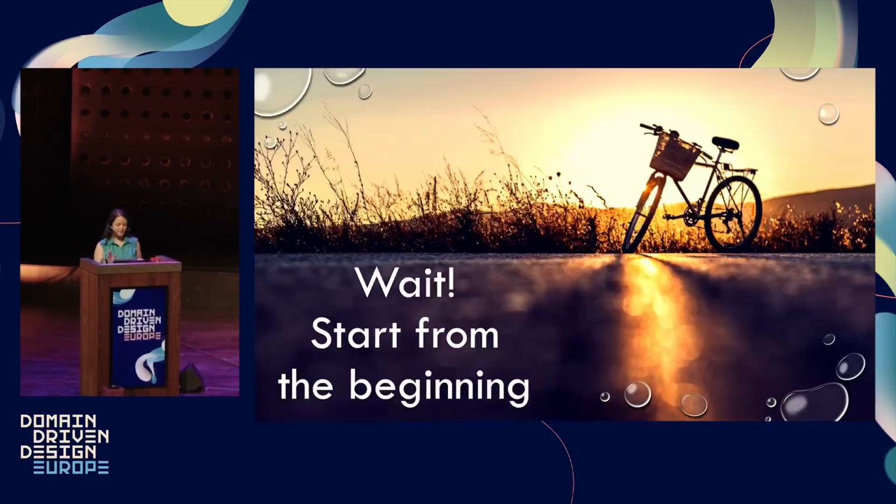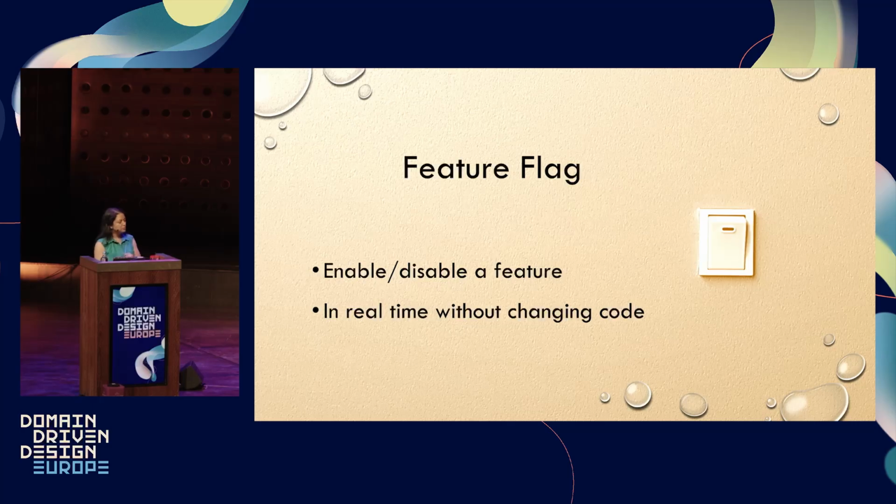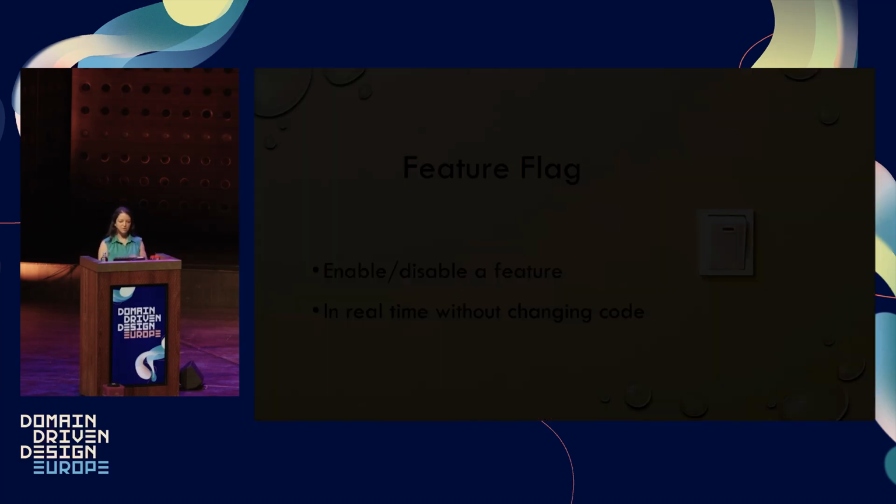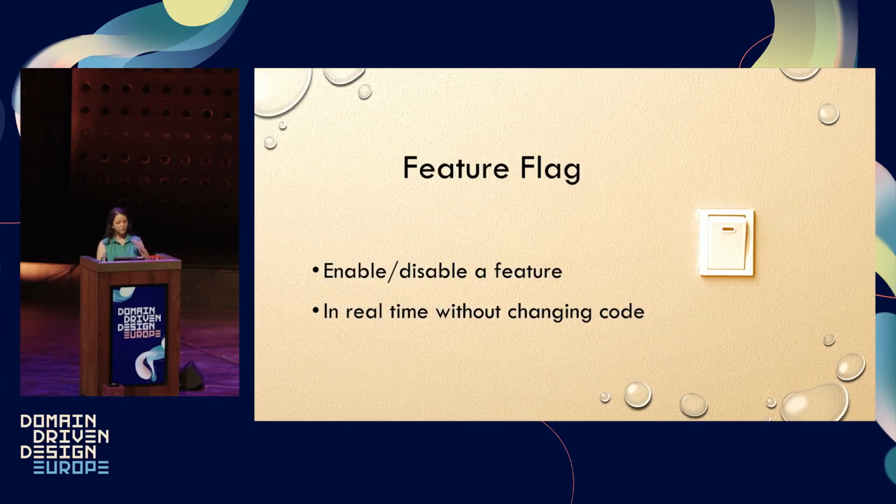Okay, wait. Let's start from the beginning. What is the definition of a feature flag? It's a technique to be able to enable or disable a feature without delivering code. Like the switch in a room, you turn the light of the room on or off using the switch.